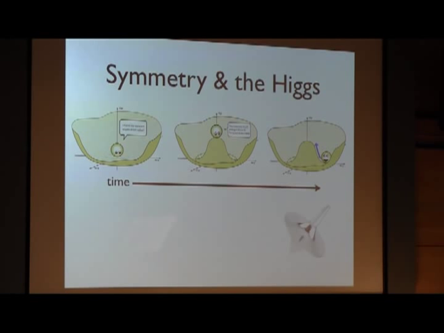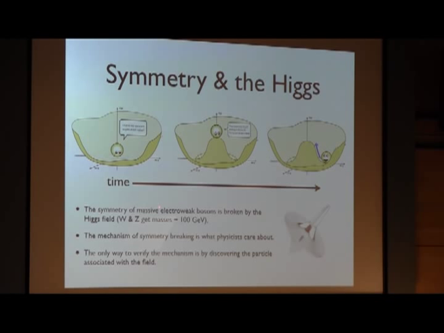So the electroweak bosons, the photon, the W, and the Z, were all massless back here. But this symmetry is broken by the Higgs field when it gets a non-zero average value, and the W and the Z get masses from this mechanism. The thing that physicists actually care about is the mechanism of the symmetry breaking. But the only way that we can verify this picture of what happens to the Higgs field, and what the Higgs field looks like now, is by finding the particle that's associated with that field. We're never going to observe the field. We can try to observe the particle.